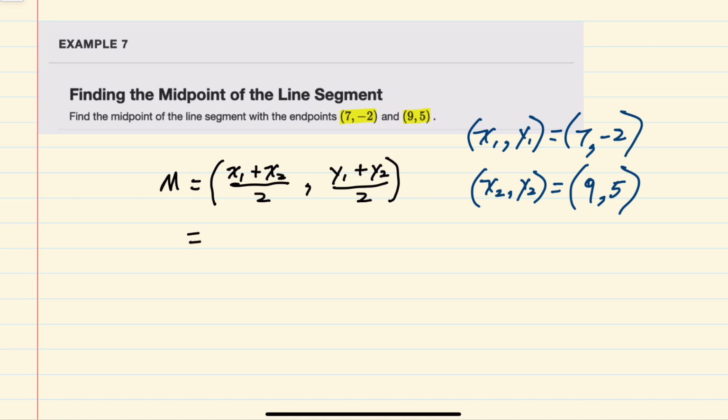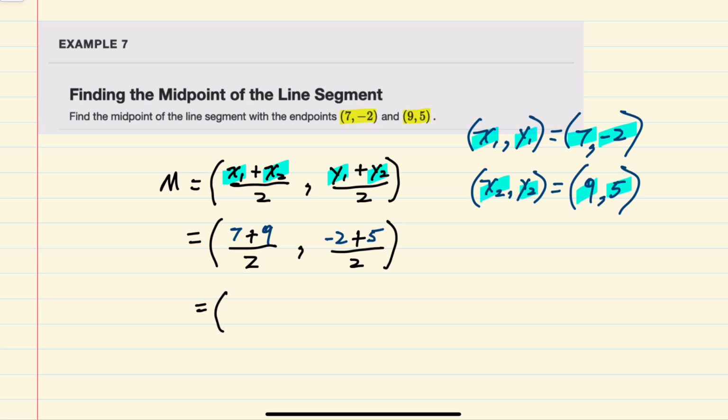From here, we can substitute into our midpoint formula, letting x1 be 7 and x2 be 9. Then for the y coordinate, we start with y1, which is -2, and add to that y2, which is 5. Having made those substitutions, we can simplify.